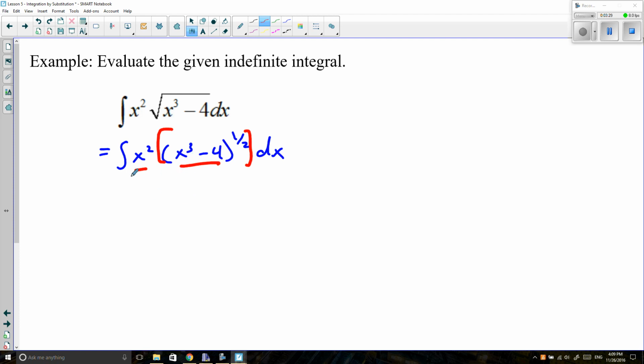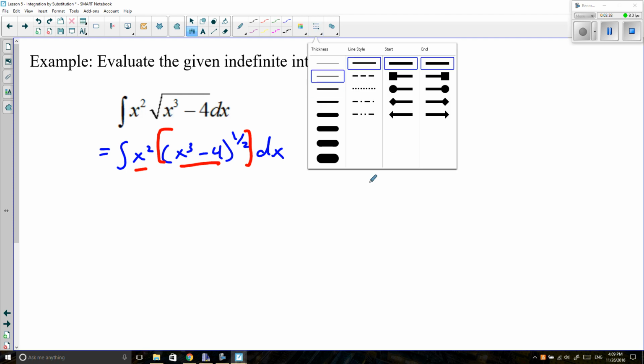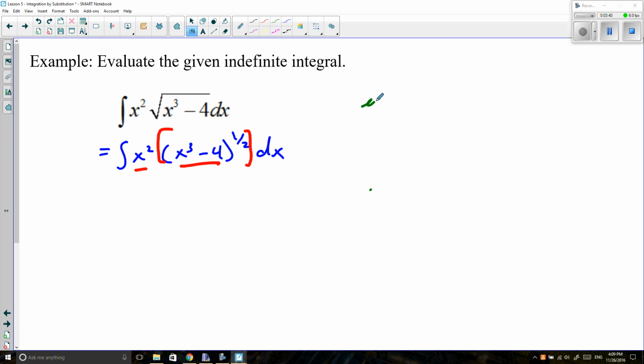It doesn't matter about the 3. I'm only concerned about the degrees. They're the same when I take the derivative. So I can use substitution here. What am I going to use for substitution? u is going to be equal to the inside of the composite function, which is x cubed minus 4. I'm going to rewrite this as the integral of x squared, and I'm going to write x cubed minus 4 as u instead, so I have u to the power of 1/2 dx.